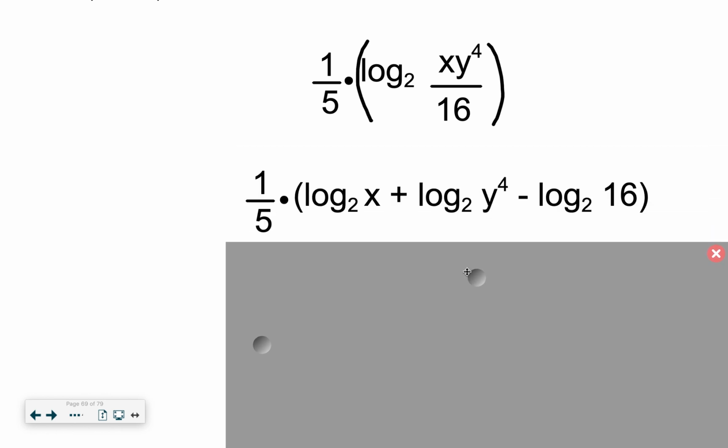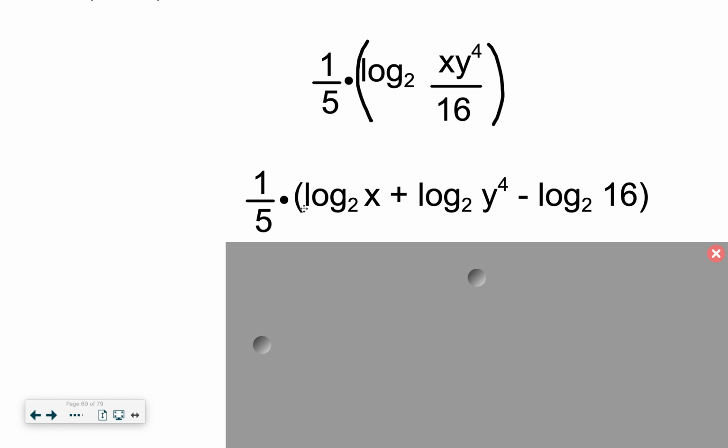Actually, I lied. I did 2 steps in one, but I bet you can handle that. So I separated the x times the y to the 4th with addition. Product here means addition, sum. So x plus y to the 4th. And I subtracted with the quotient law. So divided by 16 changes to subtraction of log of 16. Notice with every product and quotient, I brought in a log.